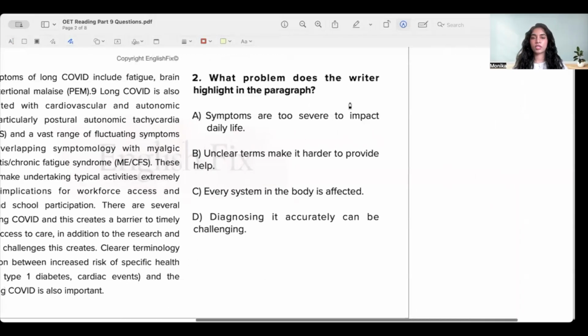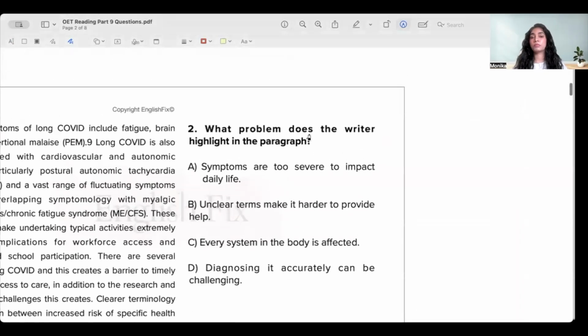All right, so let's see what kind of question we have here. What problem does the writer highlight in the paragraph? And I want to know about the problem here. So there's a particular way with which we can answer this question.